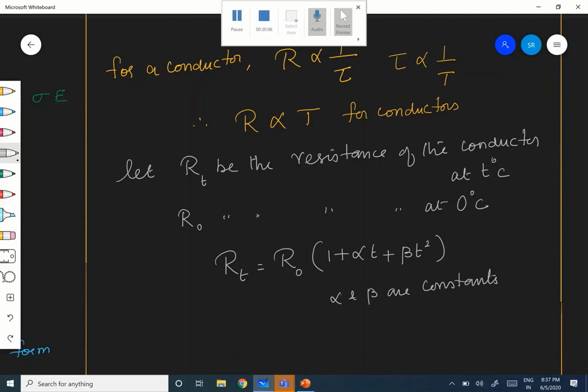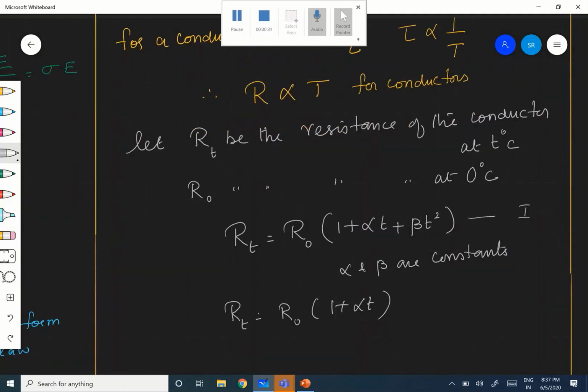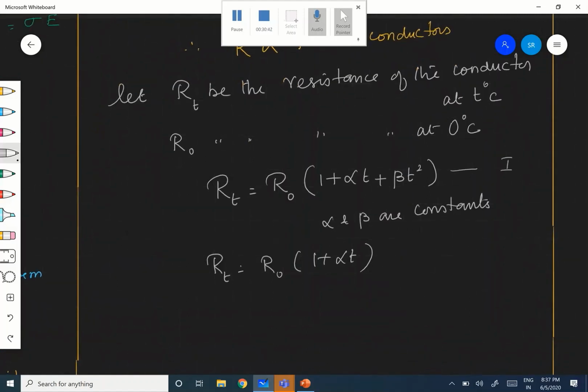Right, one more very important thing: if the temperature T is not sufficiently large, let this equation be equation 1, then equation 1 can be reduced to RT equal to R naught into 1 plus alpha T only. Why? Because if the temperature is not sufficiently large, the beta value can be neglected. The third term can be neglected. Therefore, you can write 1 plus alpha T. This is only when the temperature is not sufficiently large. If it is a very high temperature, beta cannot be neglected.